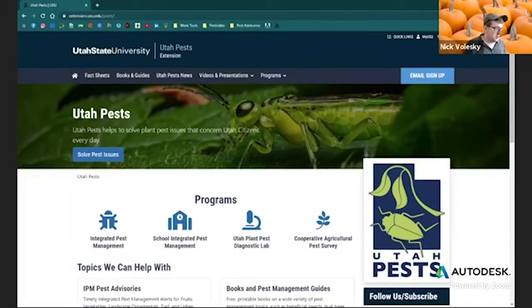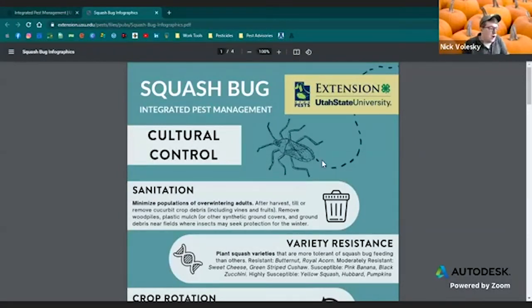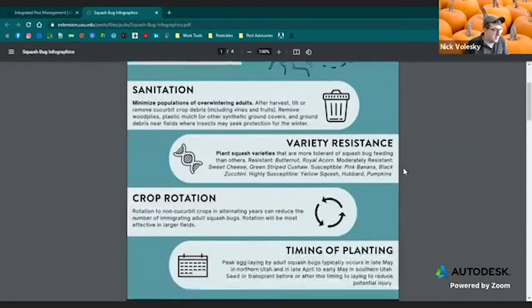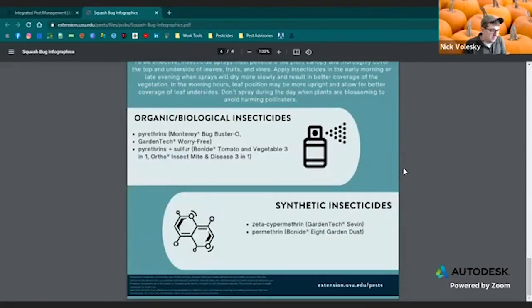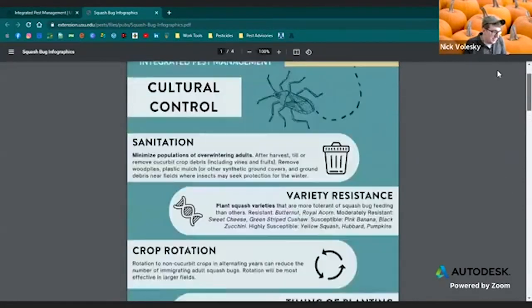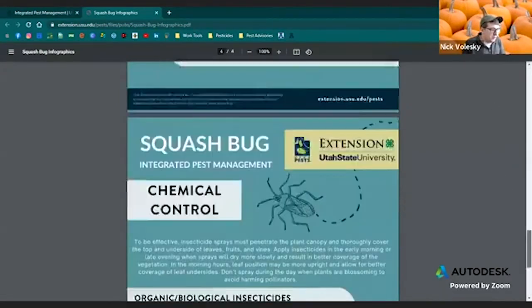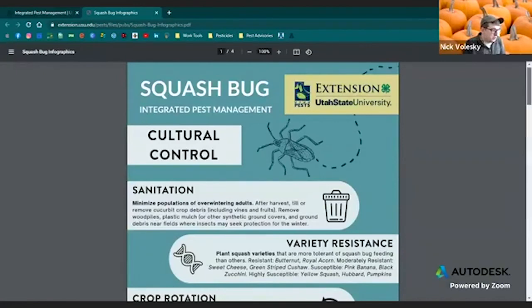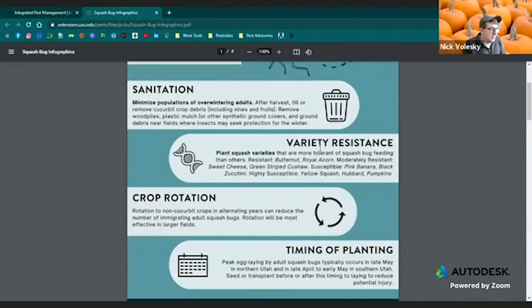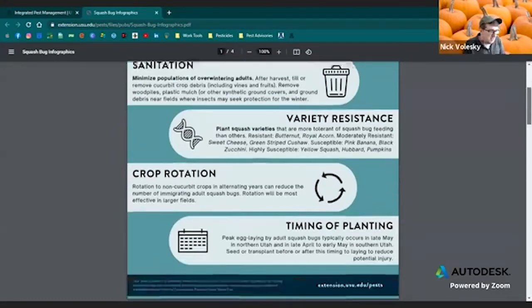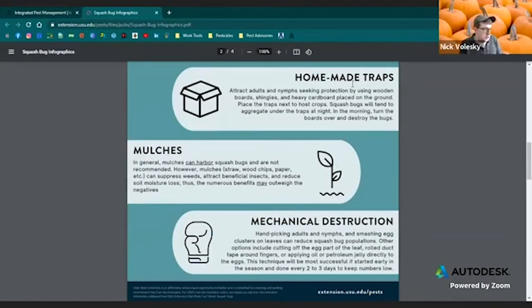So when you go to our Utah Pest website, I linked an infographic on squash bug management. So here it is. I talk about all the different ways that you can control squash bugs on here. It's this cool infographic. I'll link it in the chat, but definitely print this out and, I don't know, have it on your fridge. It talks about all the ways that you can manage squash bugs. So different cultural control methods. I talk about sanitation, variety resistance, crop rotation, timing of planting. And then mechanical control. A lot of growers will use homemade traps, mulches, and then mechanical destruction is probably the number one way to control squash bugs on a small scale.